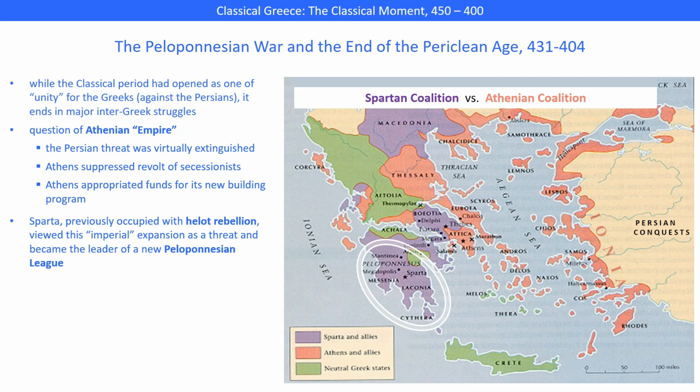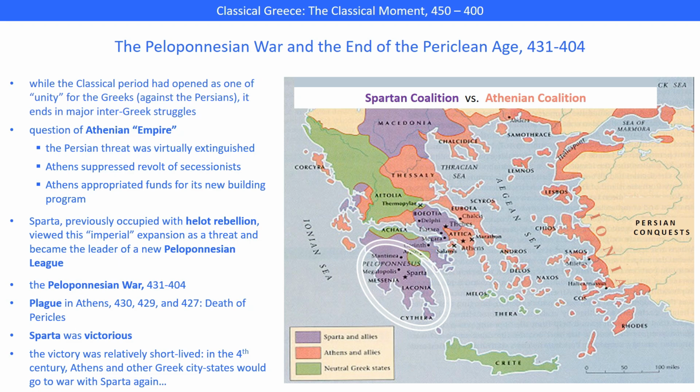This map shows the pseudo-Athenian Empire in red and Spartan allies in purple. Neutral states are in green. Inevitably, what was known as the Peloponnesian War broke out, lasting from 431 to 404 BC. Sparta was initially victorious, but peace was short-lived, and the conflicts would resume in the 4th century.